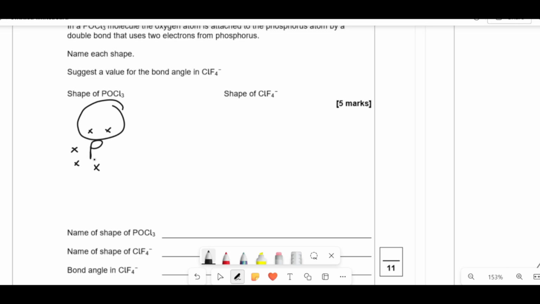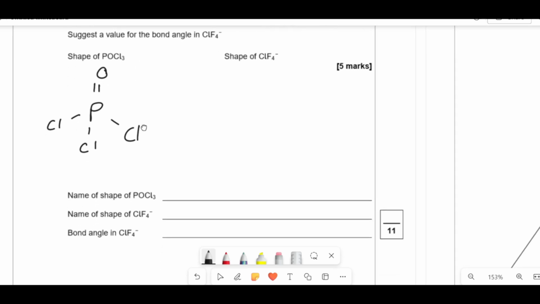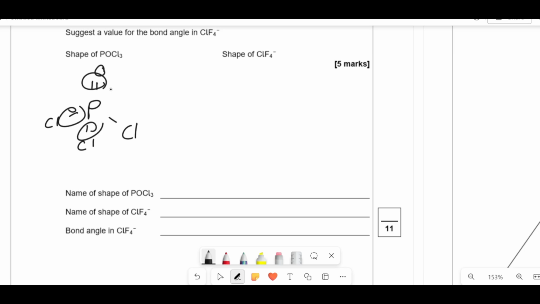So if I draw that without all of this stuff going on, it would be P double bond O, Cl, Cl, Cl, right? Now here you can treat the double bond as one when you're deciding its shape. So there's 1, 2, 3, 4 bonding, 0 lone pairs, because remember we can treat the double bond as a single, so that means it is tetrahedral.